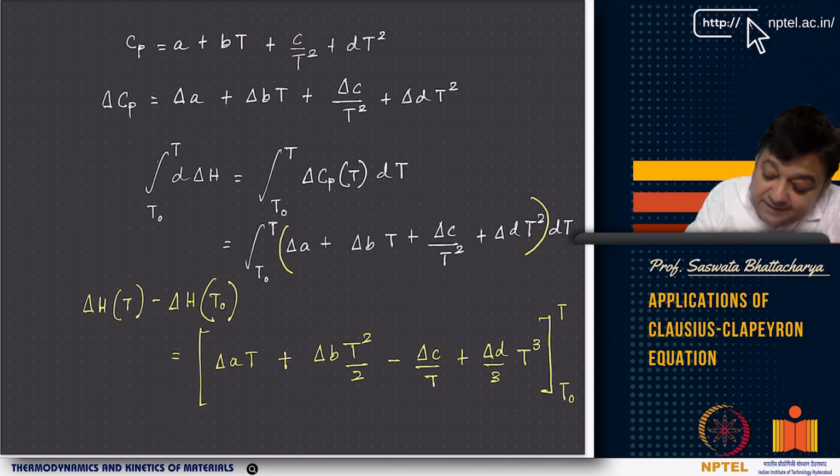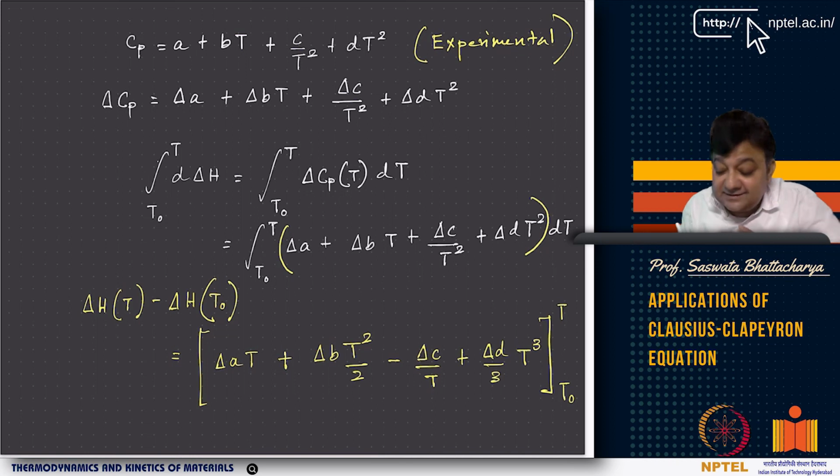So for each phase we can write Cp as A plus BT plus C by T square plus DT square. This comes from experimental data. I am giving you recipes to calculate even when things become slightly more complex in terms of dependencies, but the calculations are quite straightforward. The only thing is you have to be patient, and you have to calculate terms correctly.